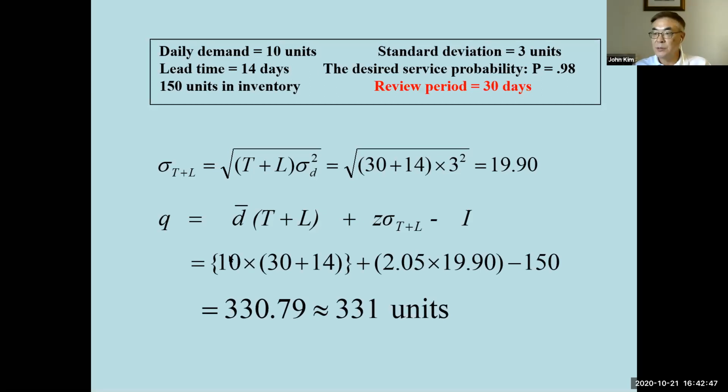Then daily demand is 10 units. T is 30. Lead time is 14. Plus Z score 2.05 for the 98% probability, times 19.9. And then 150 units in inventory on hand, so subtract 150. The answer is 330.79, round up, and then 331 units.